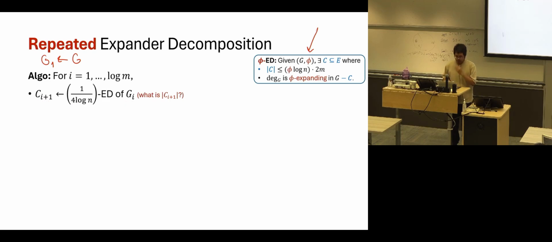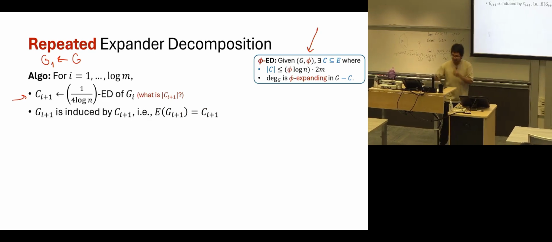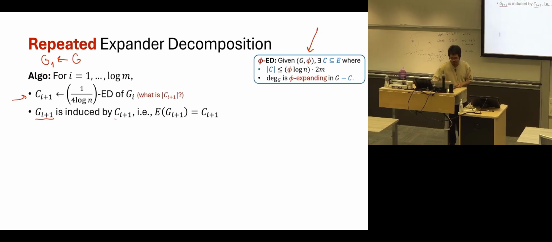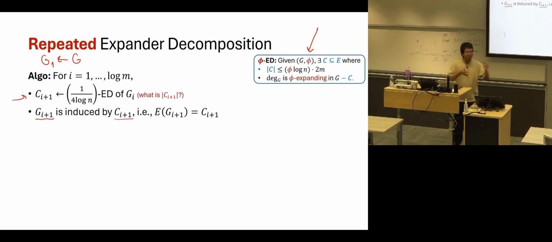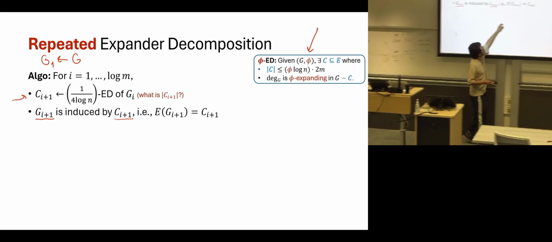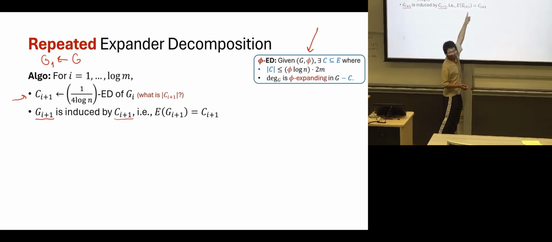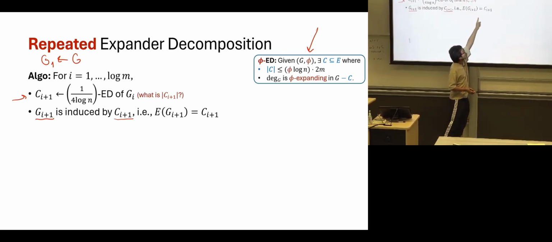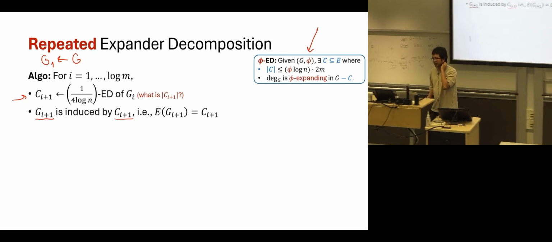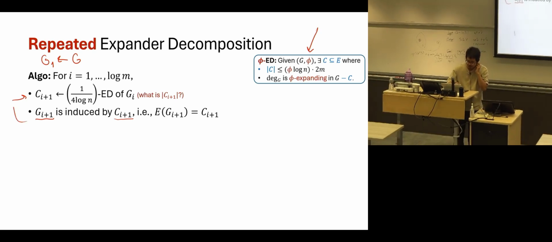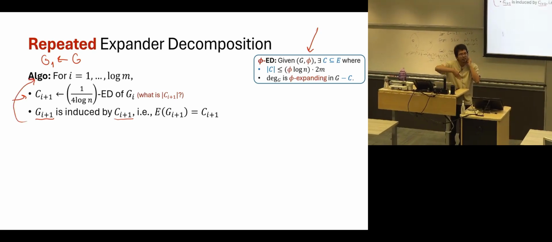So I compute this thing. It gives you some set of edges, right? And then I let G_{i+1} be the graph induced by these cut edges. What do I mean by induced by the cut edges? It's just a graph whose edge set is exactly the cut. And then repeat, go to the next i and repeat.